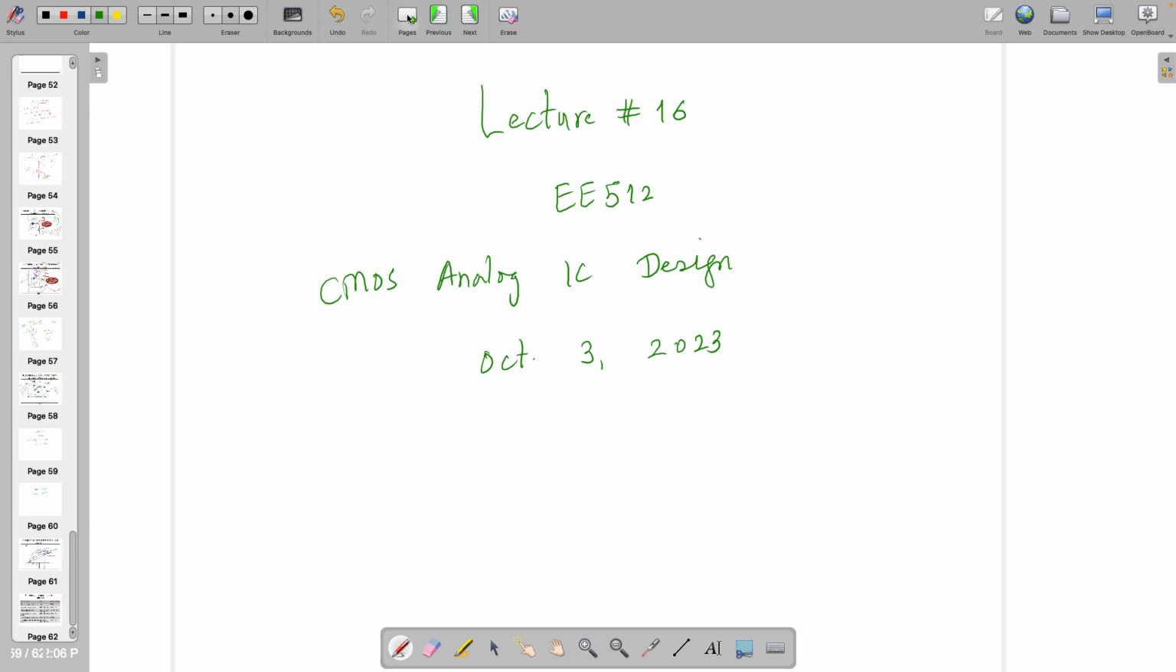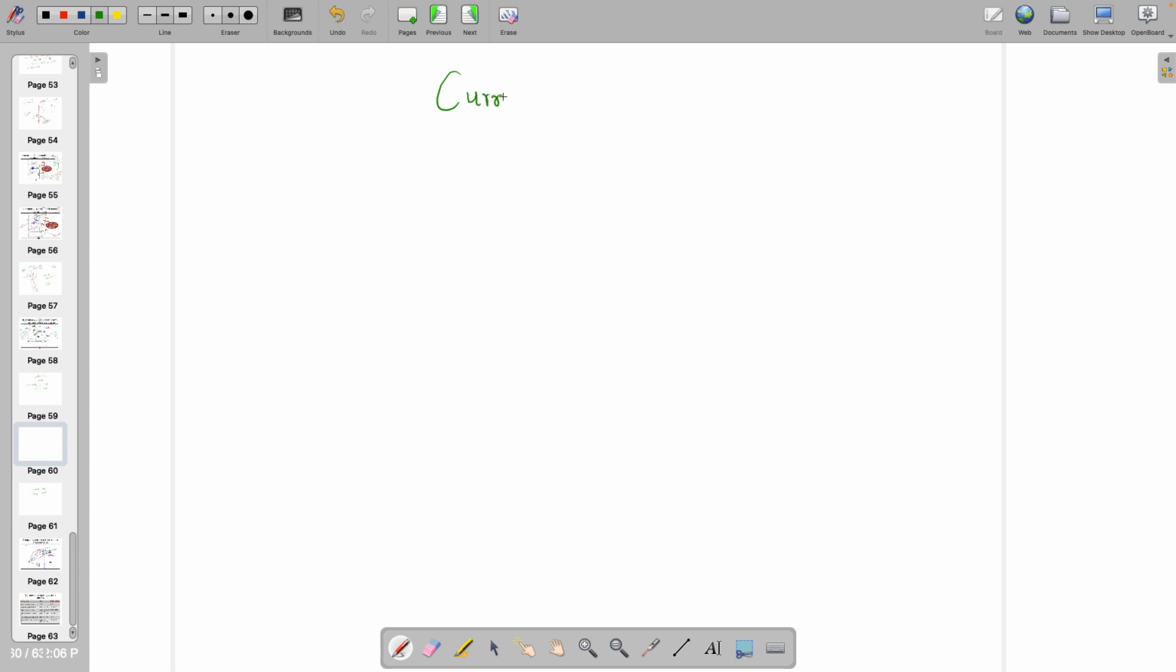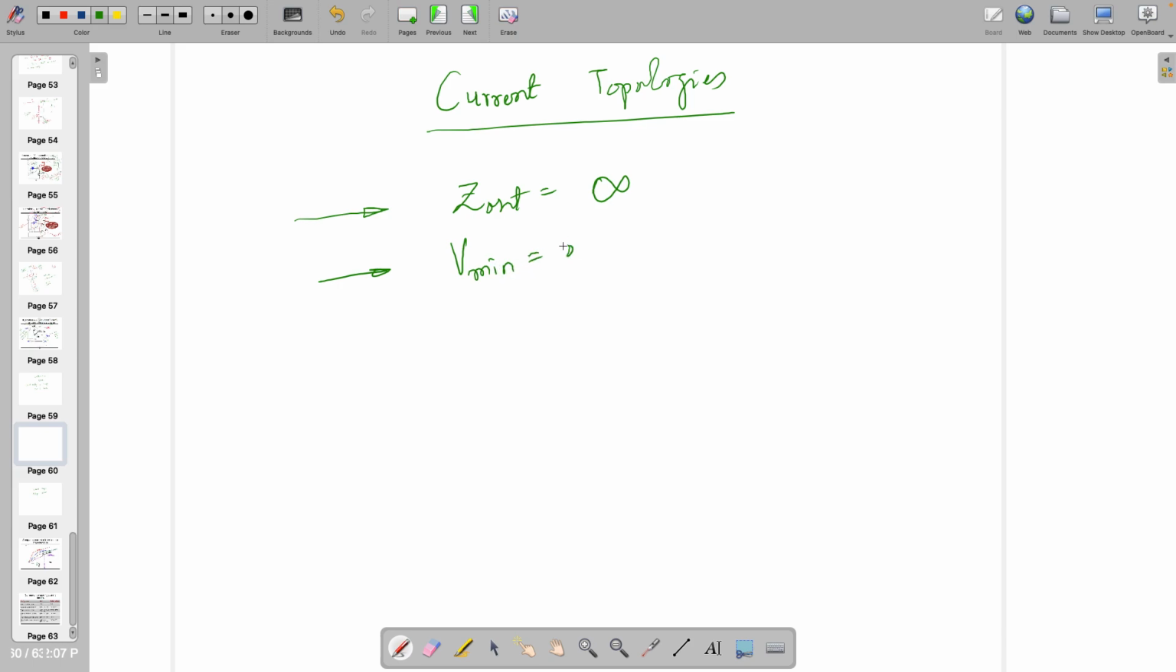So we were talking about various current topologies, which have two important specifications: Z out has to be infinity and V min has to be 0. That means you can also come here and write it down, just keep it there somewhere. So these are the things which we are expecting from any current source, current sink, or any current.